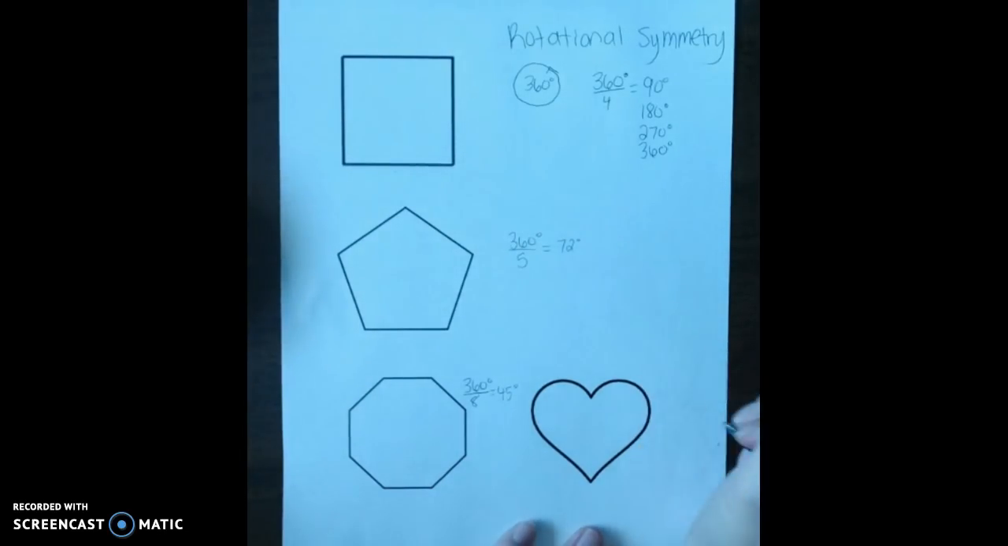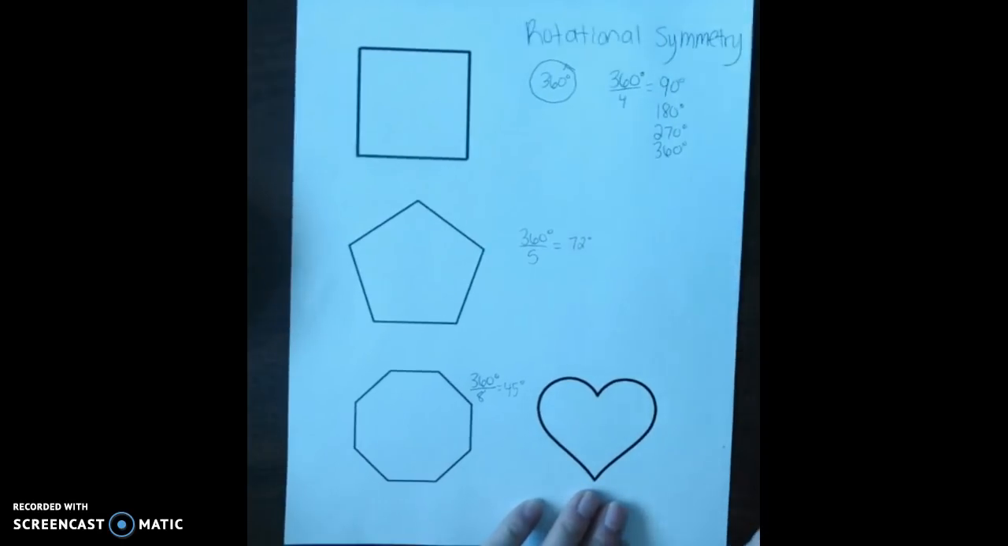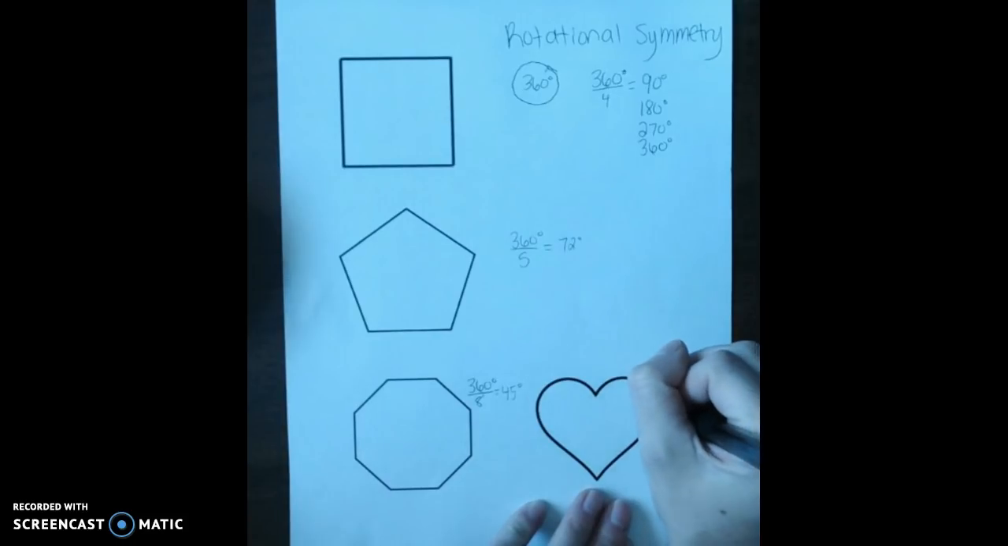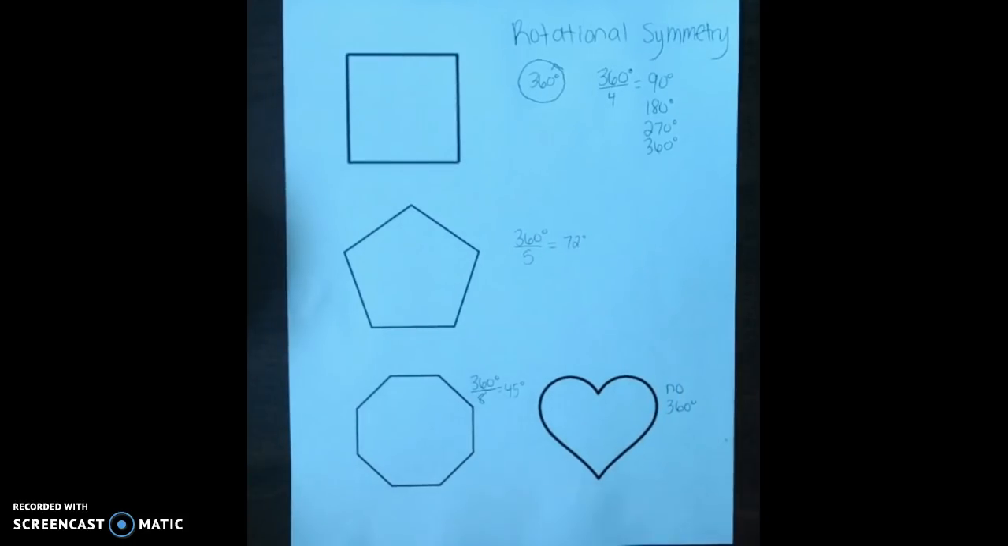So for this one, if it asks, does it have rotational symmetry? You would say no. If it said, what is the angle of rotation? The only option is 360 degrees. So that one does not have rotational symmetry.